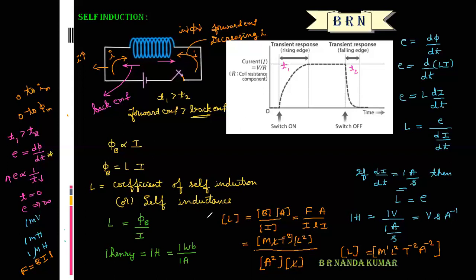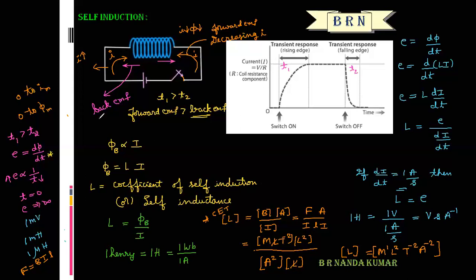And this is very important for CET. 1 in mass, 2 in length, minus 2 in time, minus 2 in ampere. This is very important for CET.